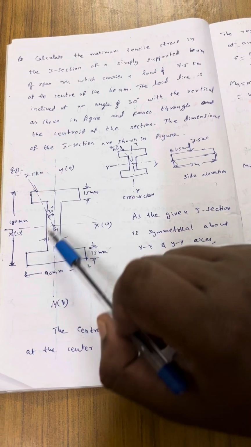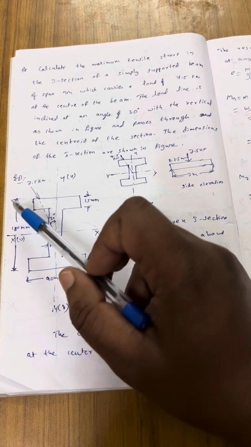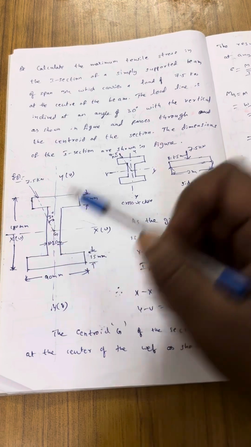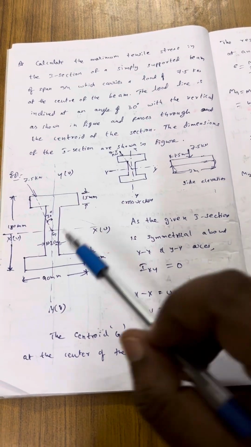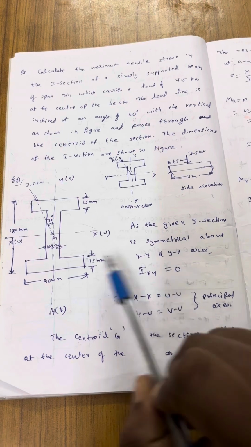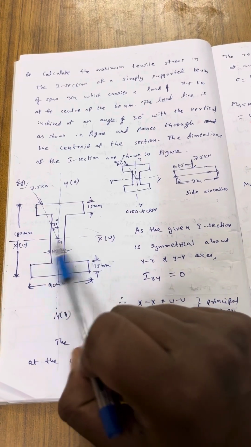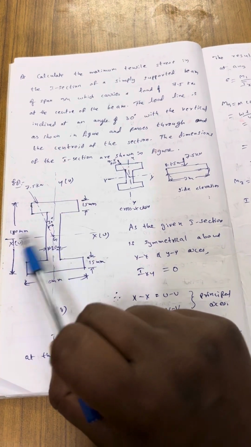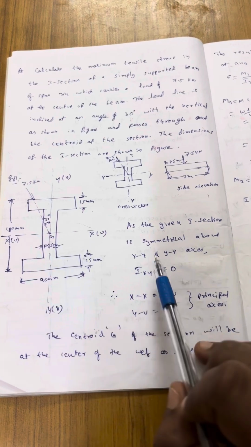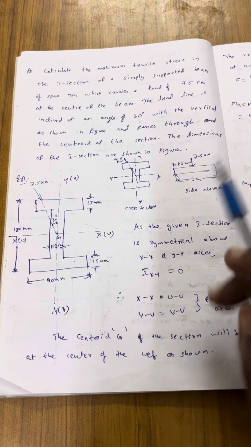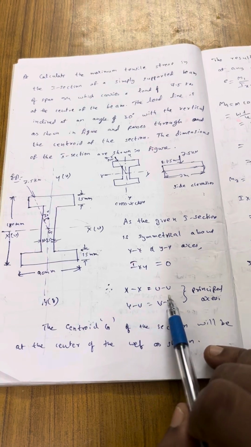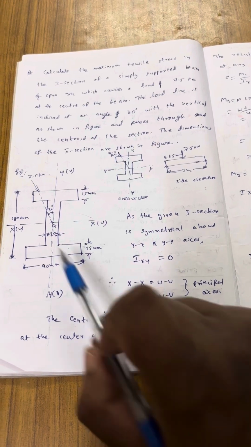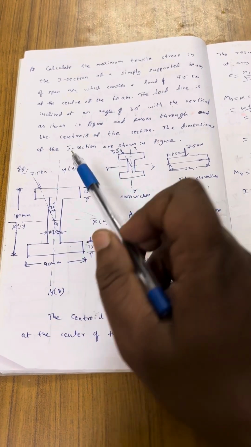The dimensions are shown in the figure. This is 90 mm, the total height is 180 mm, and this is 15 mm, this is 15 mm. As the given I section is symmetrical about x and y axis, symmetric means mirror image, the same to the left and right side, same to the below and above. Therefore the product Ixy will be equal to 0. Therefore xx equals uu, yy equals vv. So this is the principal axis.